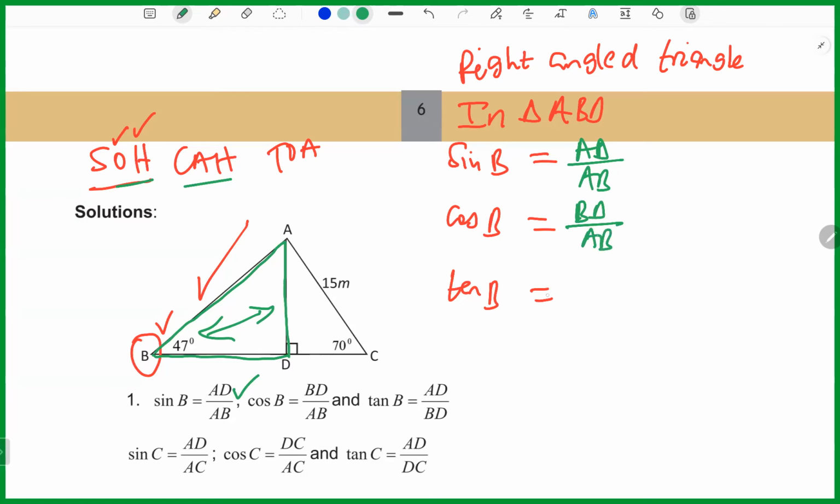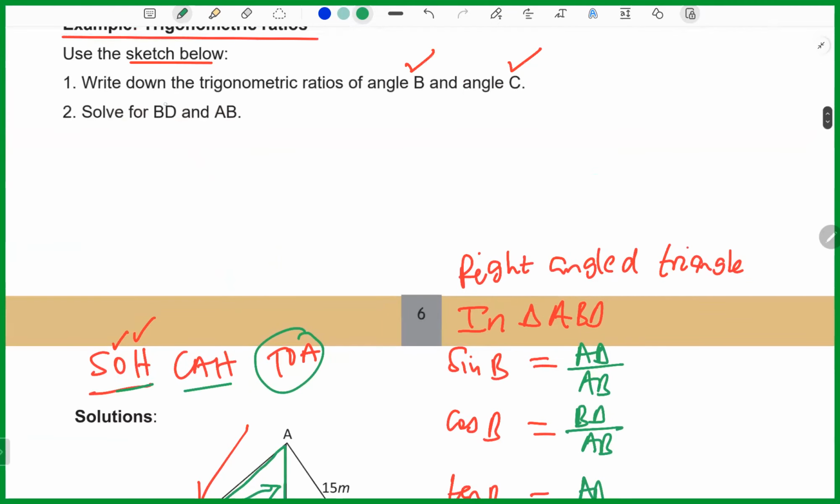And then the tan of B is going to be opposite over adjacent. So if this is the angle B, the opposite is this side here, which is AD, over the adjacent side. So what is the adjacent side? The adjacent side is this one here, which is BD. So what have we done right now? We have found the trigonometric ratios of the angle B, which is what the question wanted, because the question said, write down the trigonometric ratios of angle B and angle C.